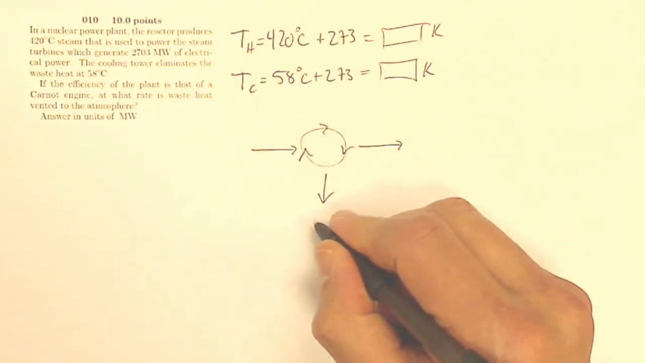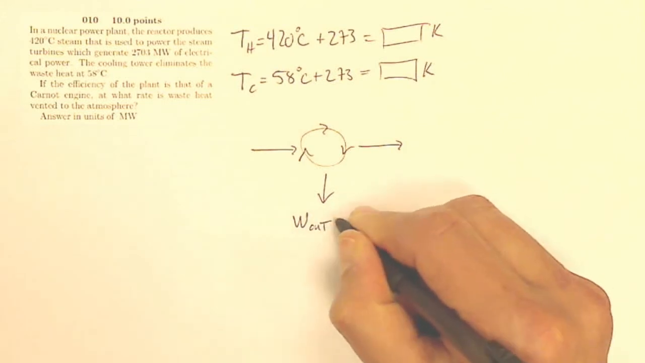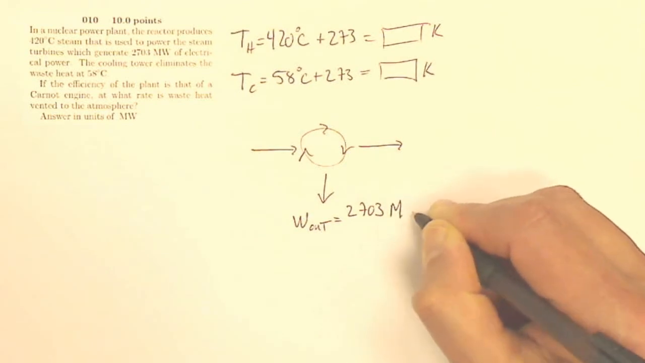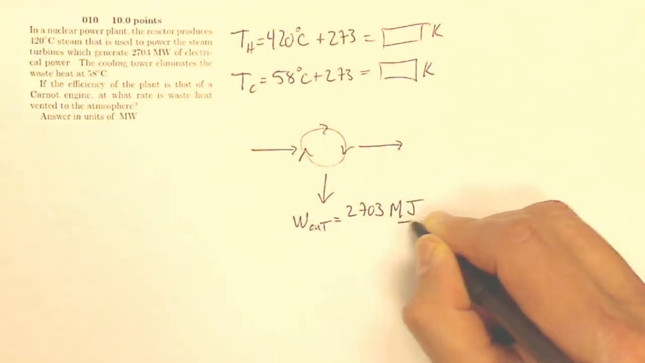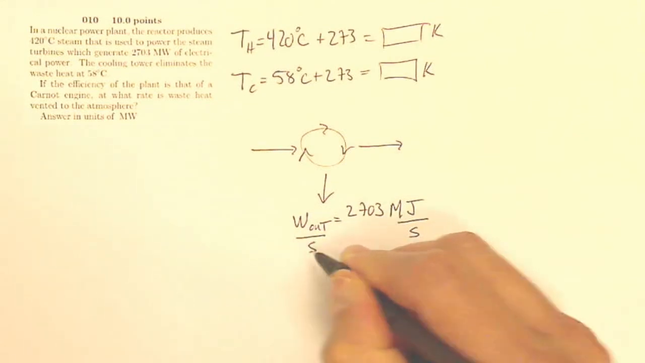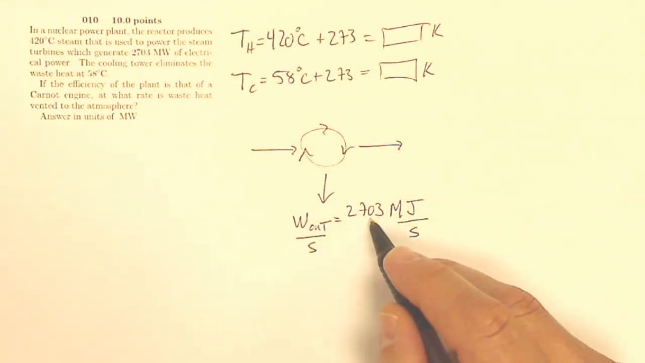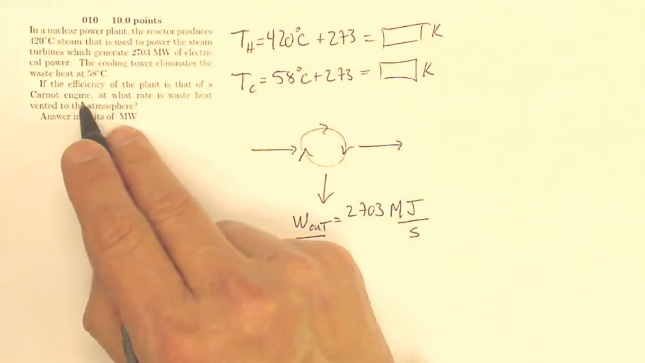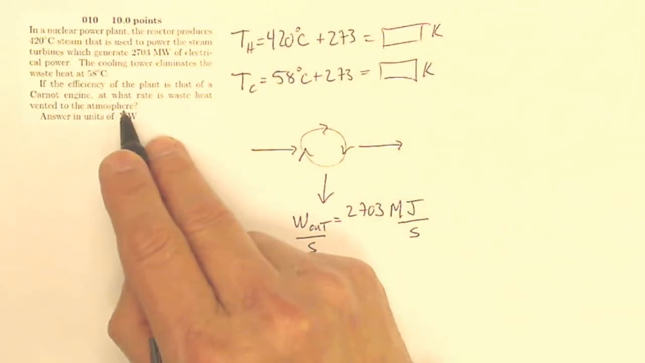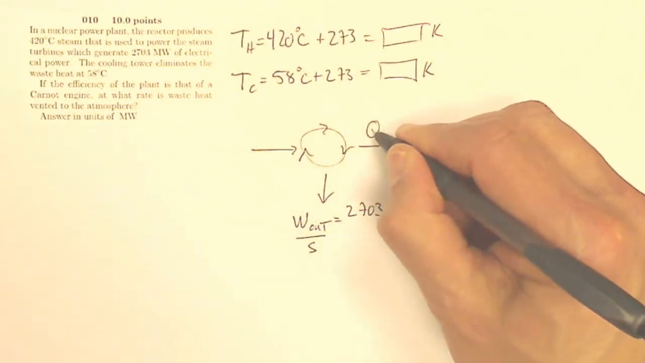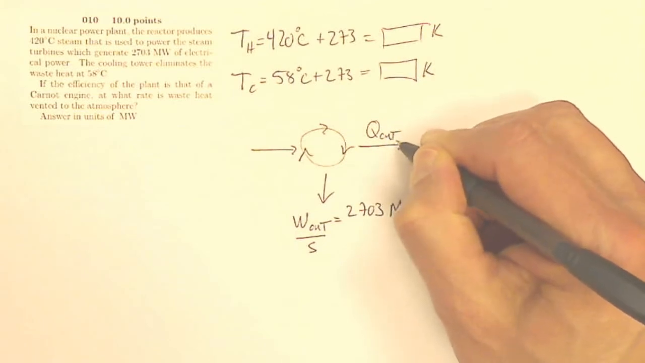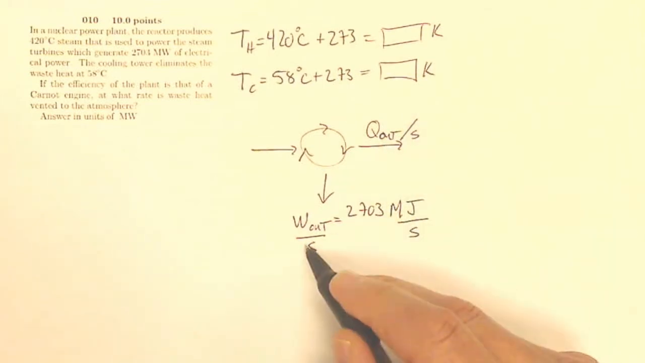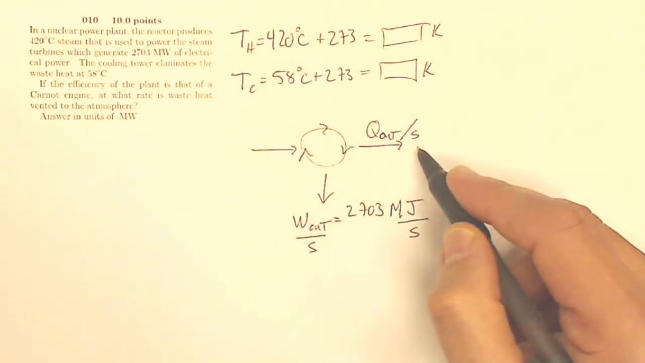So my work out is 2,703 megajoules per second. So this is my work out per second, 2,703 megajoules, millions of joules per second. The efficiency is that of a Carnot engine. At what rate is waste heat vented to the atmosphere? So what I'm looking for is my Q out per second. So if this is per second, then I can do this per second, and it's going to work.